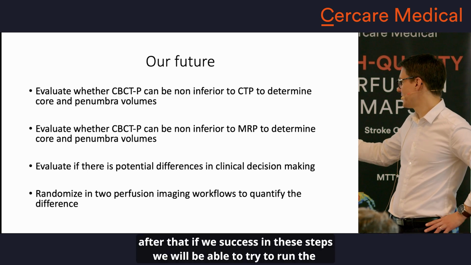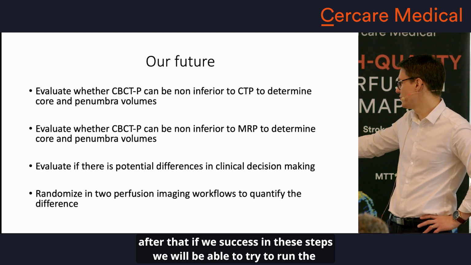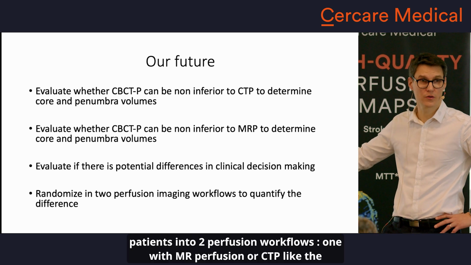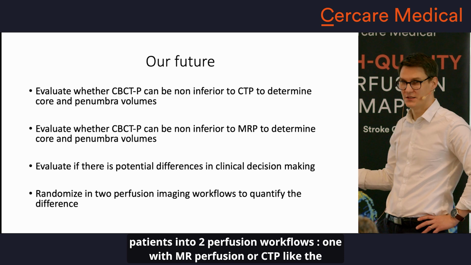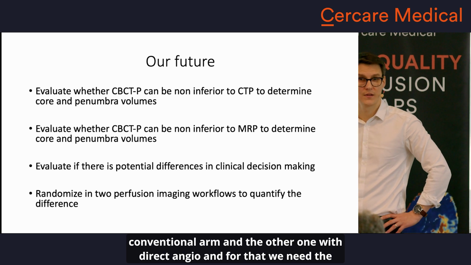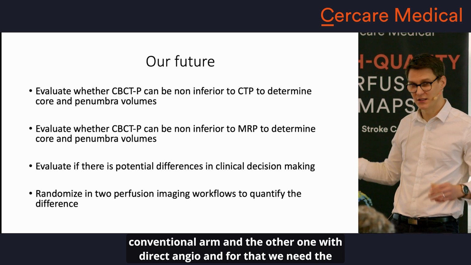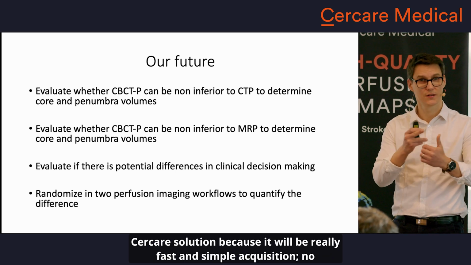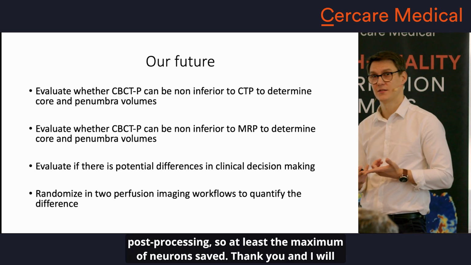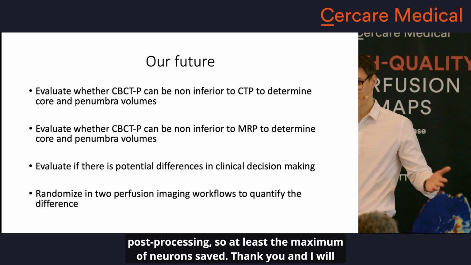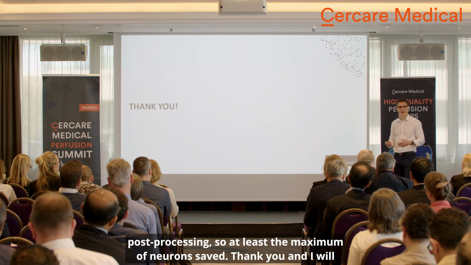And after that, if we succeed in these steps, we will be able to try to randomize patients into 2 perfusion workflows, one with MR perfusion or CTP, like the conventional arm, and the other one with direct angio. And for that, we need the Serca solution because it will be a really fast and simple acquisition, no post-processing. So at least the maximum of neurons saved. Thank you, and I will welcome your questions.